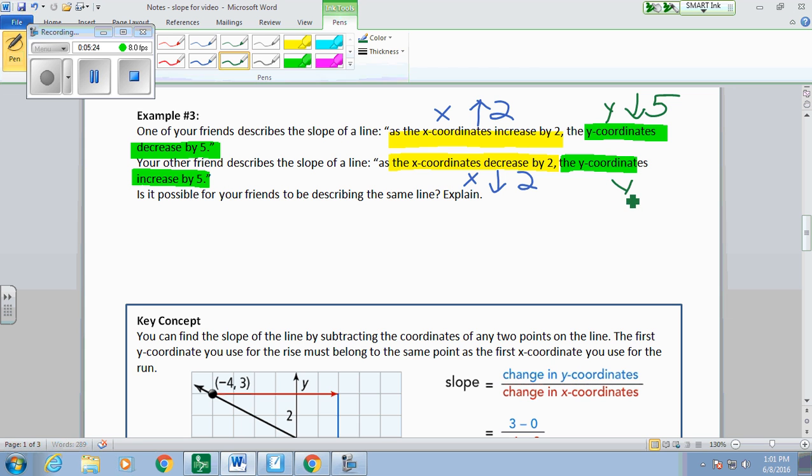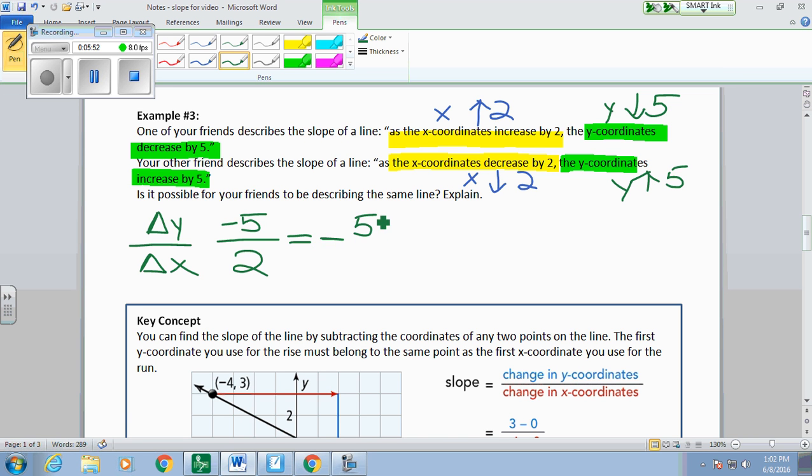So that'll be y increases by 5. At first glance, it might look like your friend is still describing two different lines. But if I now think about the change in y over the change in x, for the first friend, the negative 5 is going down, so I put the negative sign to show that, divided by 2. Then I can rewrite this if I want. You don't have to, but if you want to have that negative hanging out right in front of the fraction, that's the exact same thing.